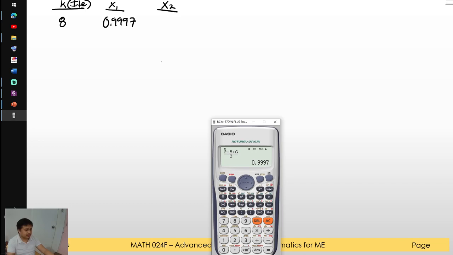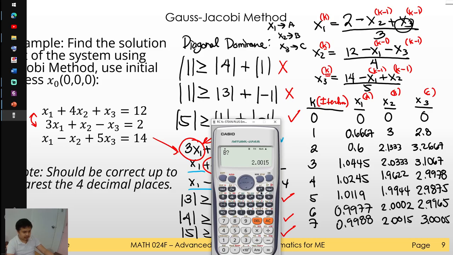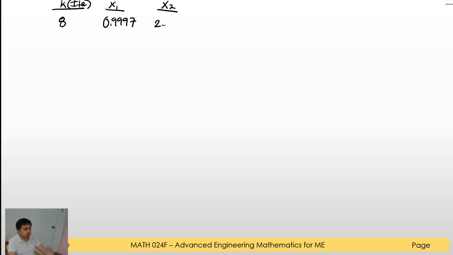Okay, and then for X2, you solve the X2. So calculate this again, sorry, not this one, but the 12. So calc A, 0.9988. Let's check this. Okay, so calc the 12, so 0.9988, and then C here is okay, we are good. So we have 2.0002, 2.0002.